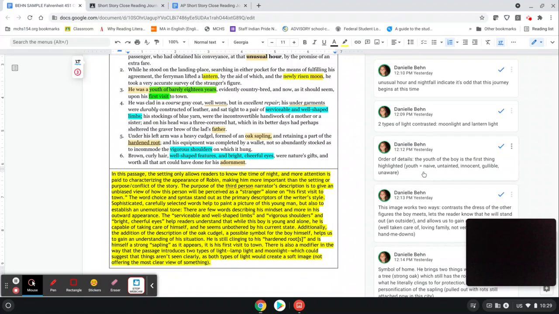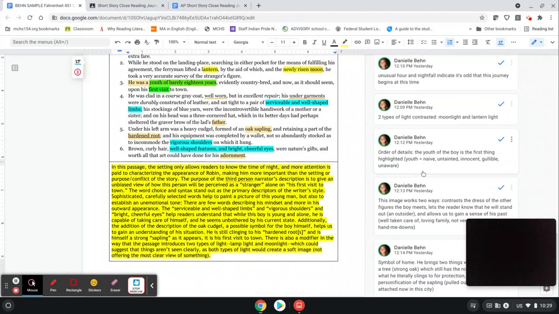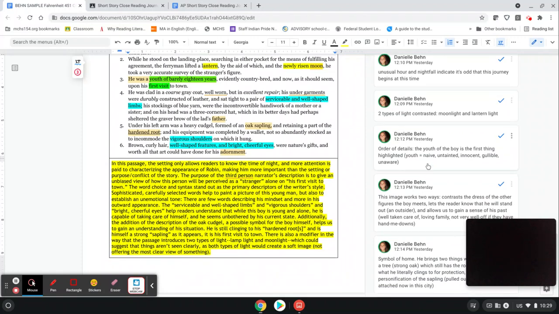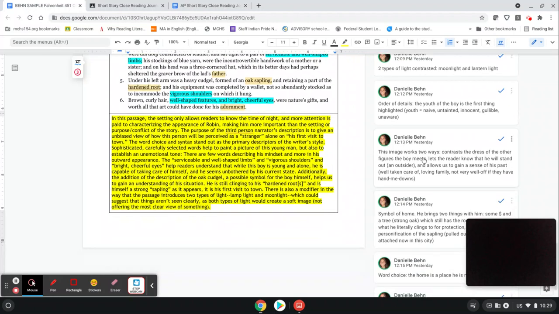I would start to think in a close reading that youth has to do with being naive, not even just naive, but it could mean innocence. You're not tainted by the world yet. Maybe you're a little bit gullible. Maybe you're oblivious or unaware of certain things. And that's reinforced by mentioning it's his first visit to town. In other words, he's green, he's a newbie.